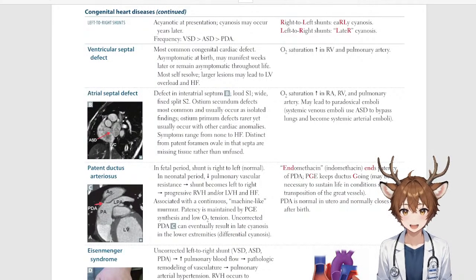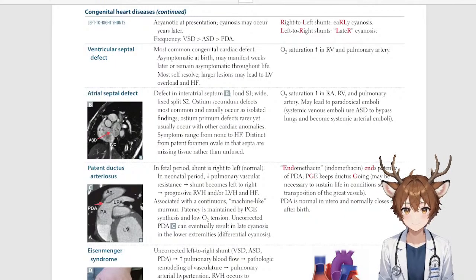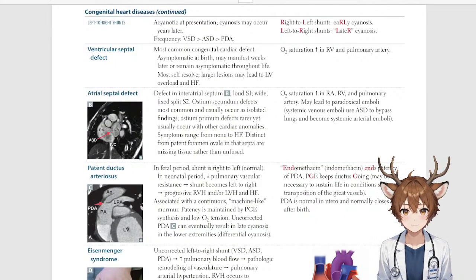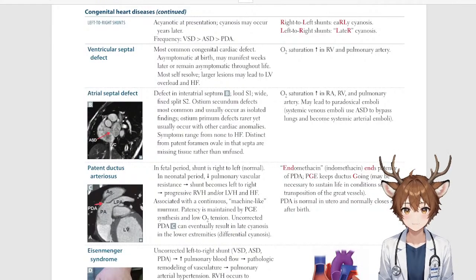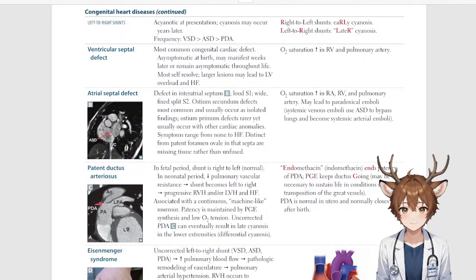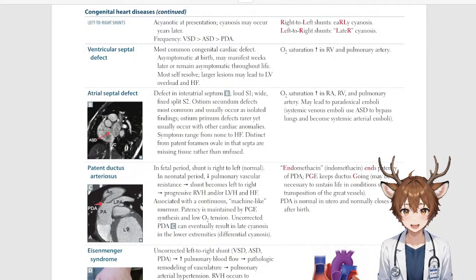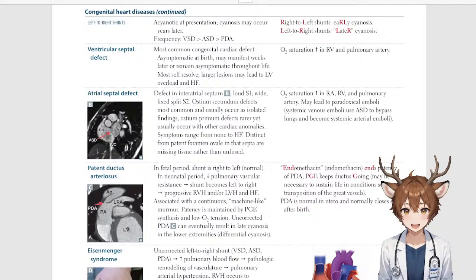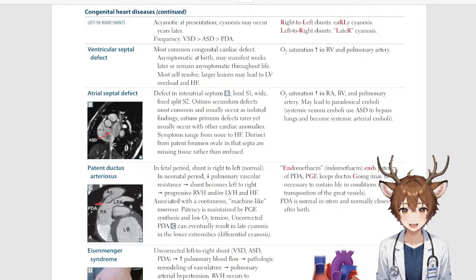O2 saturation increases in the right atrium and right ventricle, and the pulmonary artery as well. May lead to paradoxical emboli. Systemic venous emboli use the ASD to bypass the lungs and become systemic arterial emboli in the setting of temporary shunt reversal, for example, when lifting weights, or Eisenmenger syndrome associated with Down syndrome. That's true.